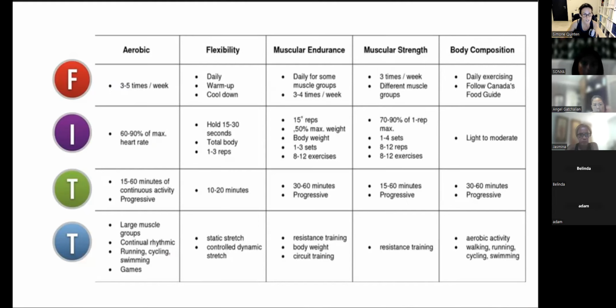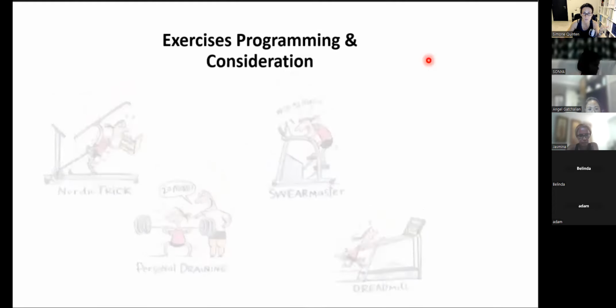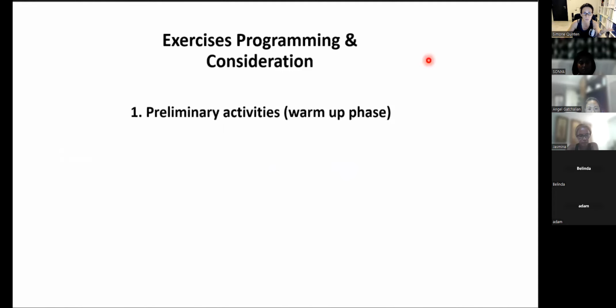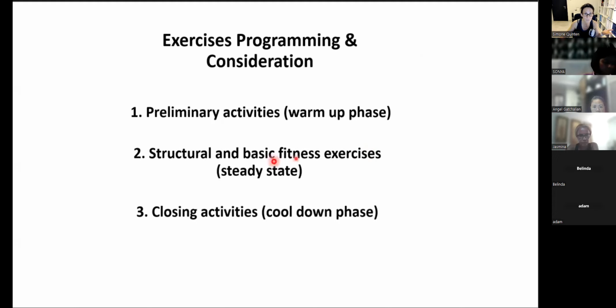Okay. So each training session, no matter whether it's flexibility or strength training or whatever, needs to have a warm up, a steady state, kind of your workout, and your closing activities. The first one, the warm up, is called preliminary activities, and then your basic training unit. Then you do your cool down and maybe also your stretching. So this is basically how you need to structure it.